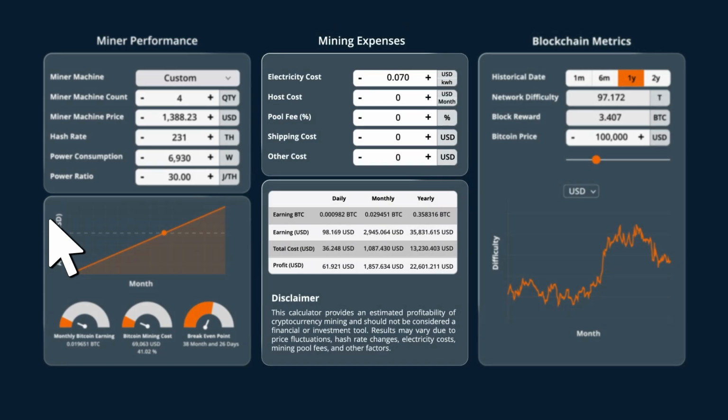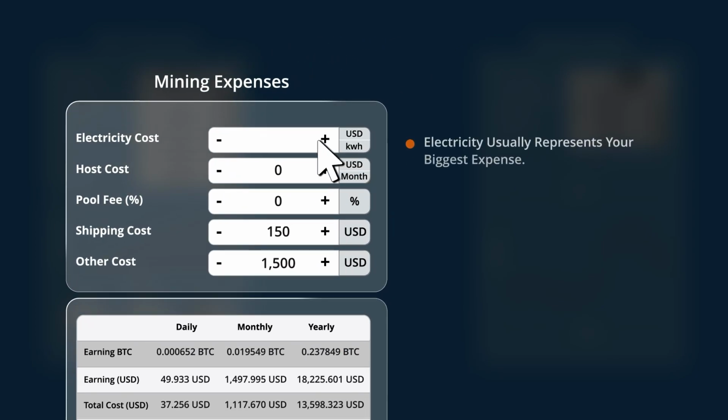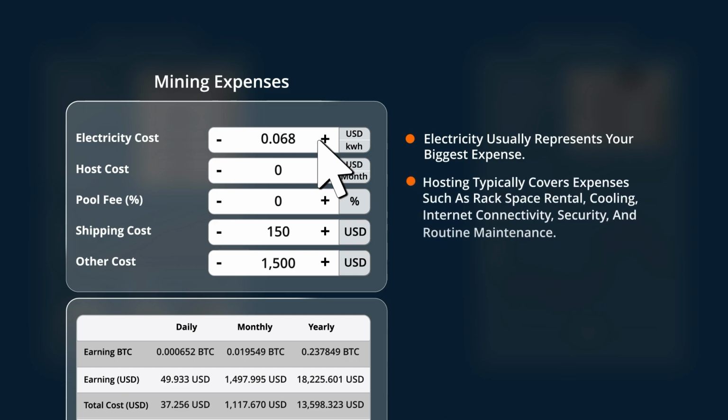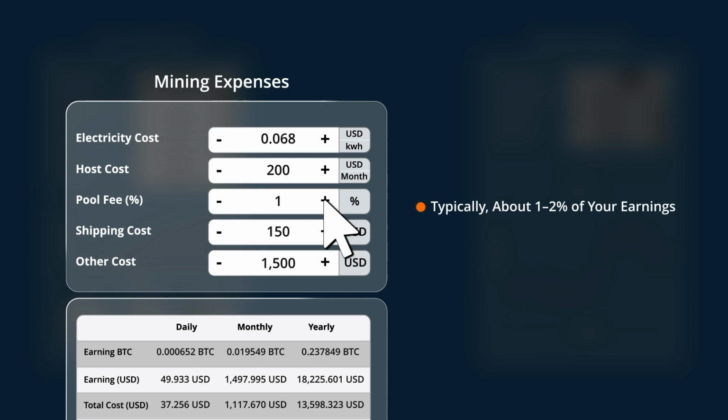The next step is the mining expenses section. Here you'll tell the calculator about all the costs involved in running your mining operation. Start by entering your electricity cost per kilowatt hour. If you're hosting your miner at a facility, enter your monthly hosting fees here. Next, enter your mining pool's fee percentage. Pools usually charge a small percentage of your earnings for providing consistent mining rewards.